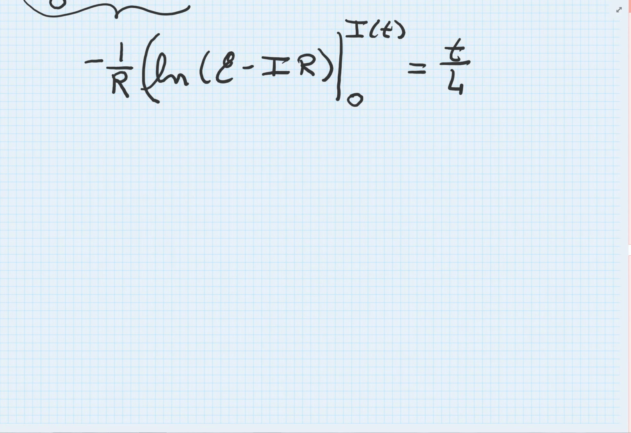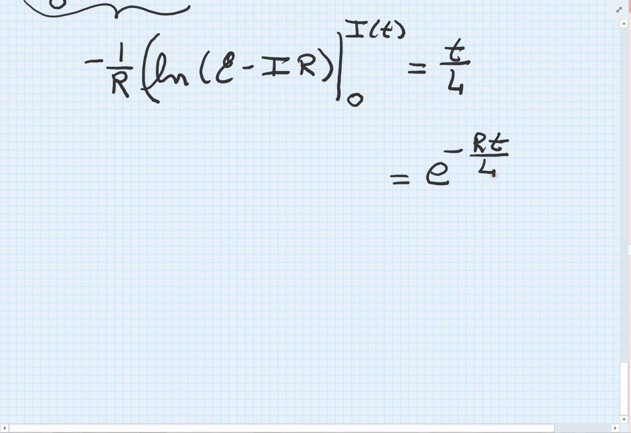But you'll notice what I'm going to do is I'm going to multiply both sides by minus R, and then I'm going to exponentiate to get rid of the logarithm. So on the right-hand side, I'm going to have e to the minus Rt over L. So this is definitely some kind of exponential process. And then I'm going to be exponentiating this logarithm with I substituted in, and subtracting this logarithm with 0 substituted in.